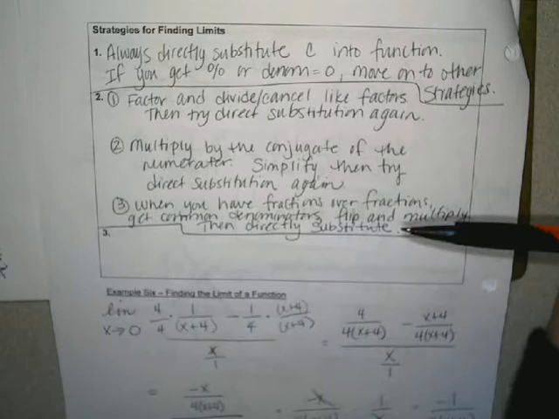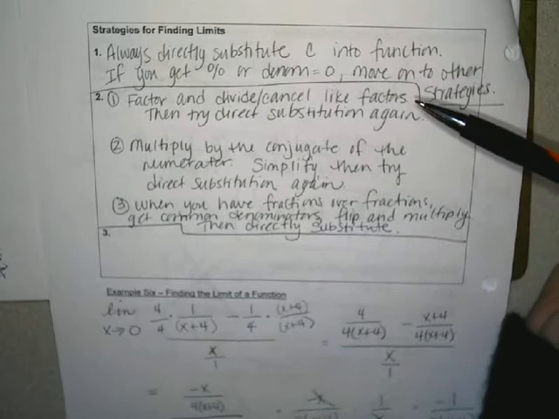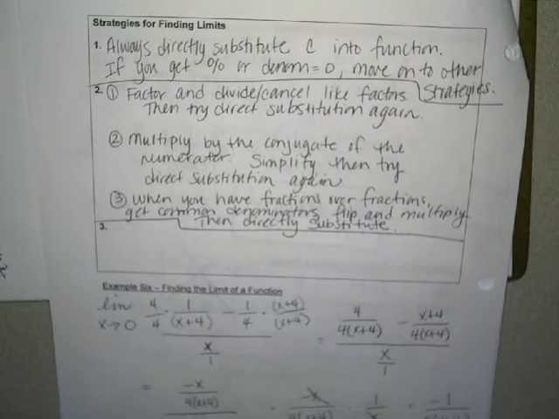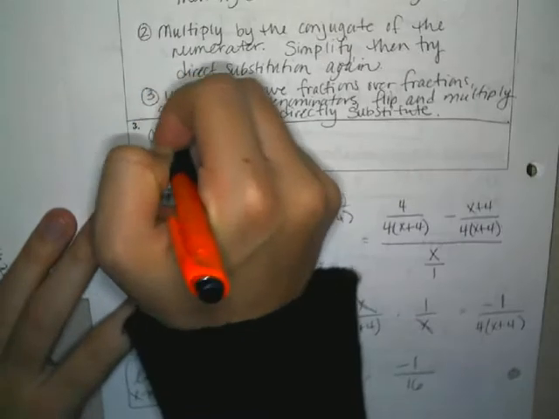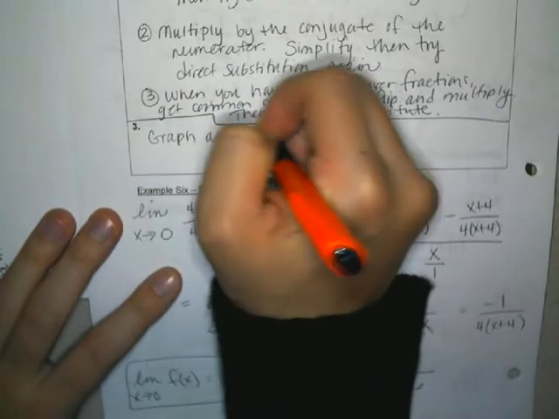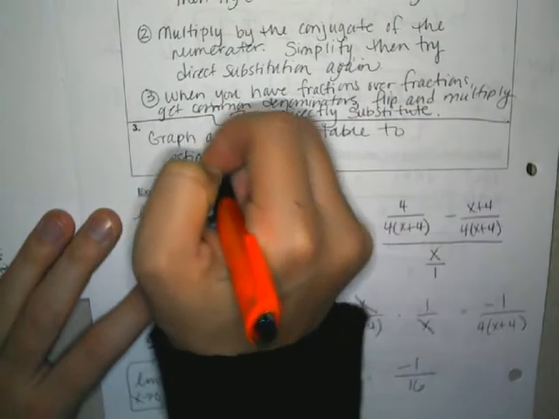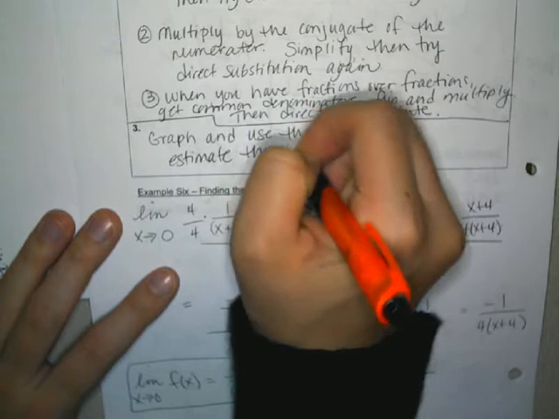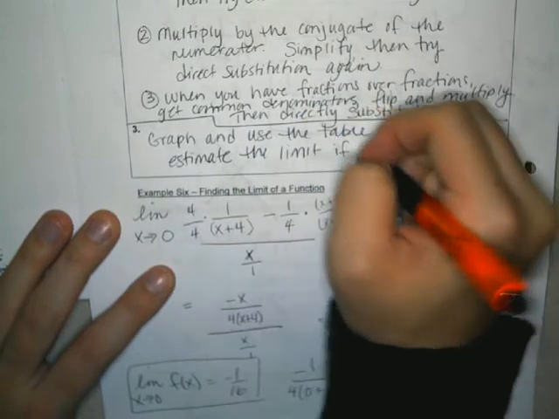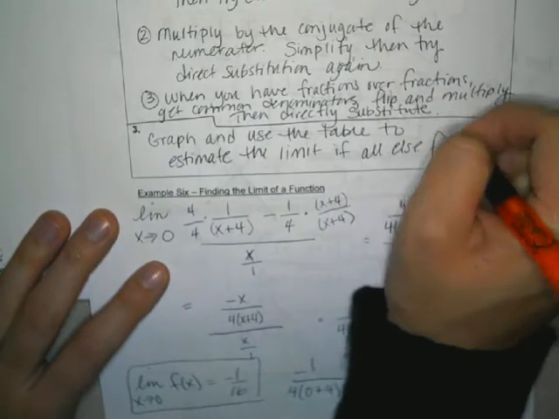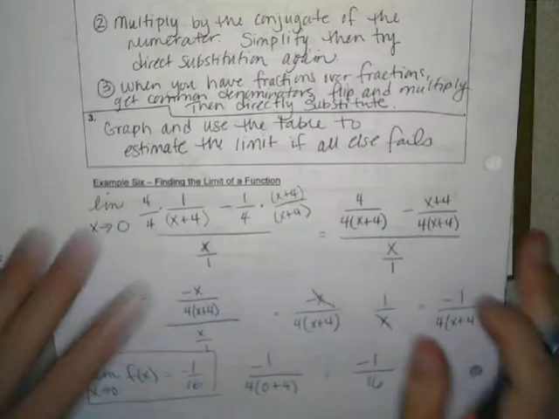Now, let's say you're just told to find the limit, and it doesn't direct you to, and you try some of these things, but nothing is working. Then your last recourse of action, I guess, is to go back and try to use a table or a graph. So if all else fails, graph and use the table to estimate the limit.